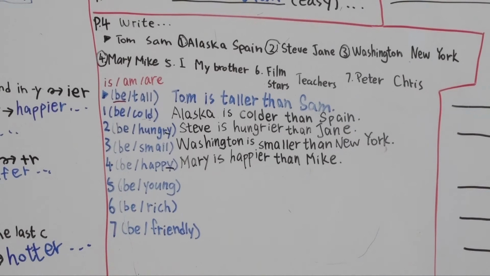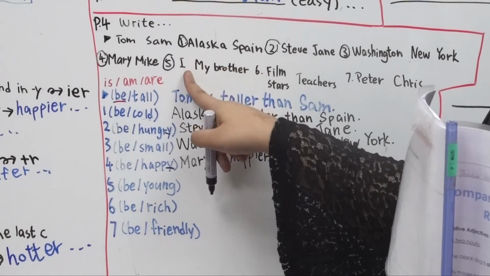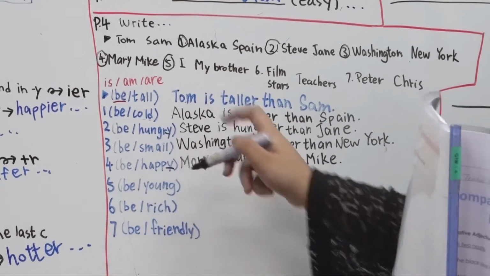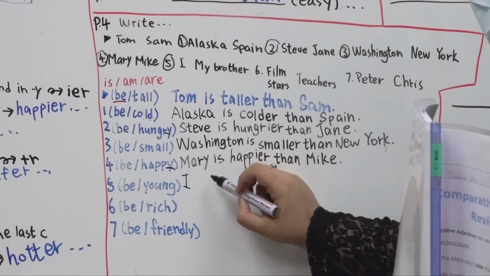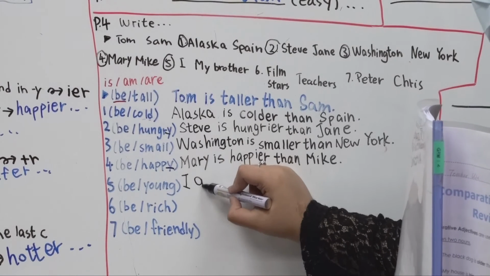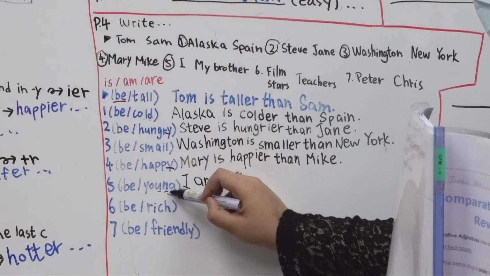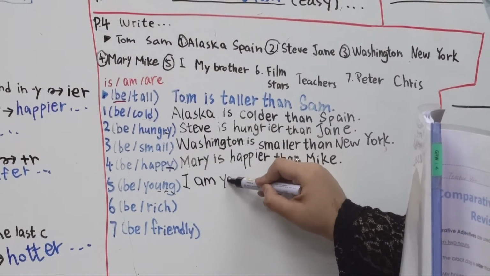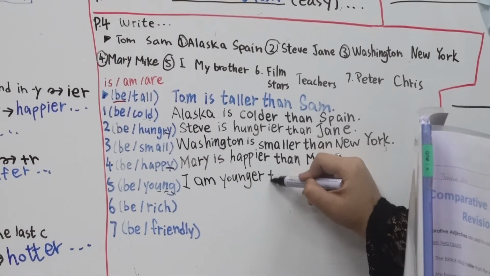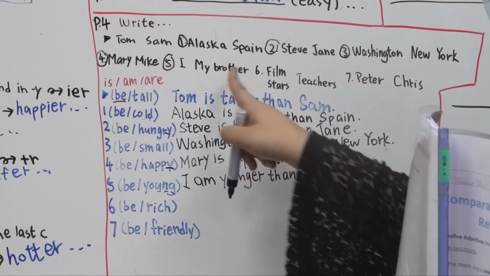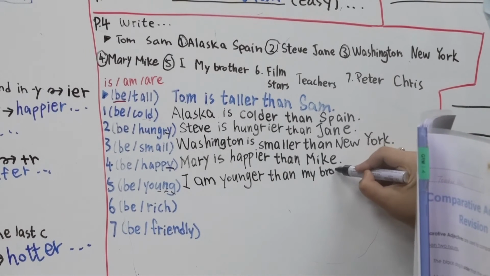Alright, everybody, let's check the answers. Number 5. I, my brother. So, for subject I, we use I are, I is, or I am. Of course, am, right? I am. Alright, anything special? No. So we just add ER. Okay, younger than my brother.